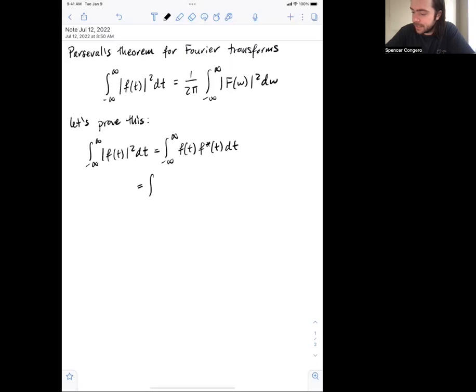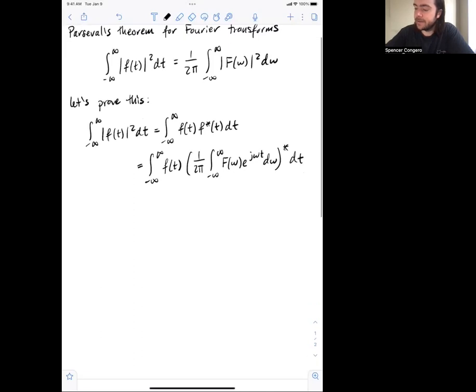And now I'm going to use the inverse Fourier transform formula, plug that in for f of t, and for the f of t with the conjugate. So this is our inverse Fourier transform formula. Then I'll just conjugate that whole thing. That's my f of t conjugate.